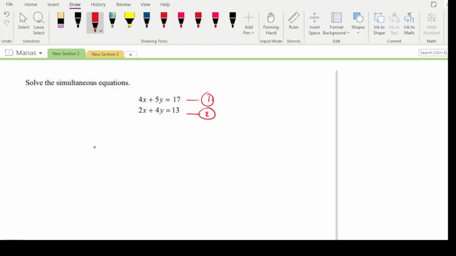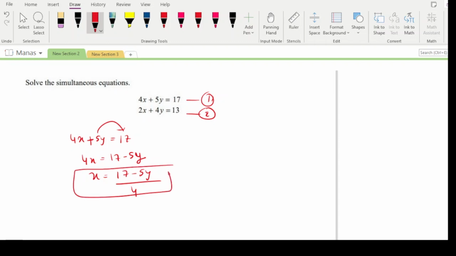I will find the value of x first. So 4x plus 5y equals 17. Now I will send this 5y to the other side. So 4x equals 17 minus 5y. Now x will be written as it is, and 17 minus 5y upon 4. So this is the value of x I found, and this is equation number 3.